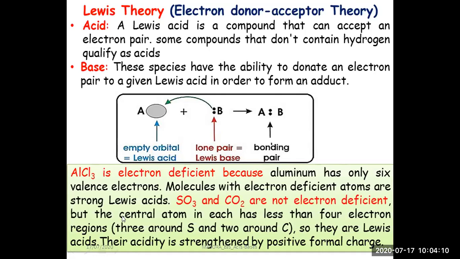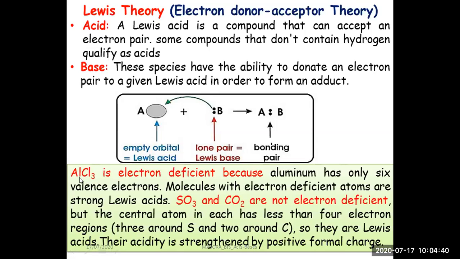Now here are some compounds like AlCl3, SO3, CO2. These compounds do not have hydrogen, do not have hydroxyl, and they do not dissolve in water. So you'll find that we cannot define them as acid or base by Arrhenius theory as well as by Lowry-Bronsted theory. But it is observed that compounds like AlCl3 and BF3 are electron deficient.